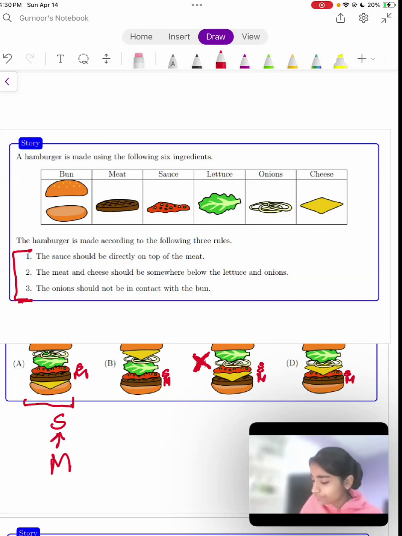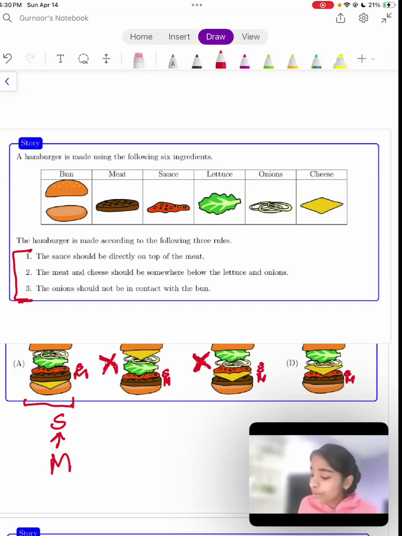Here we have onions and lettuce, which are above the meat, but they're under the cheese. So that still does not follow rule number 2. So we eliminate answer choice B because it does follow rule number 1, but it does not follow rule number 2. Okay, now looking at option number D, we can skip over option number C since we've already eliminated that. Now, for option number D, the onions and lettuce are placed above the meat and cheese. So, the only option choices we have right now are A and D. So now, let's look at rule number 3.